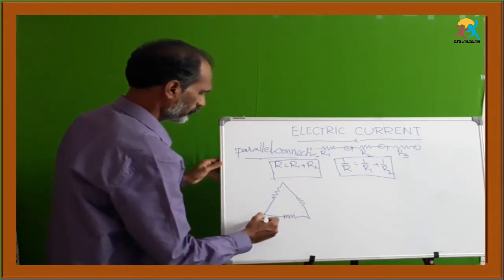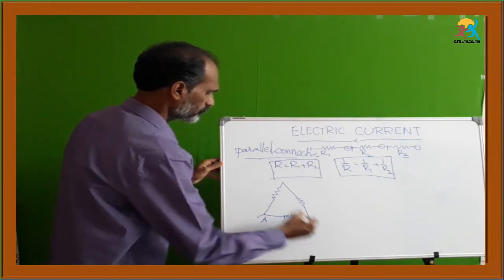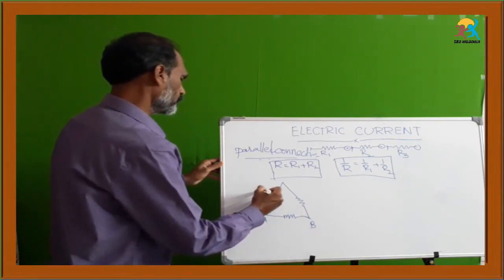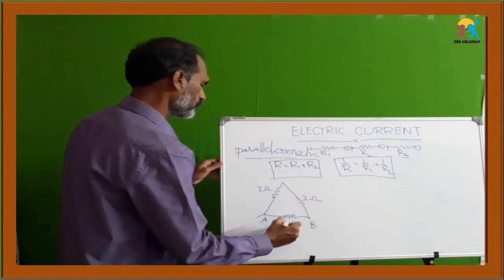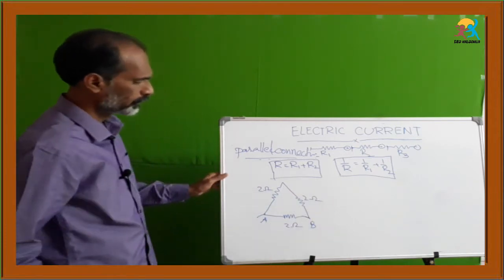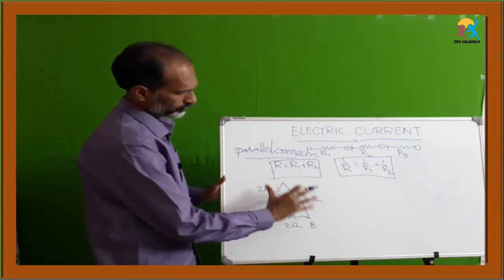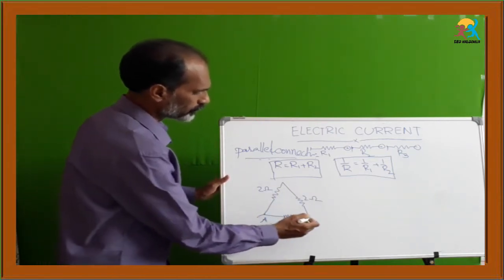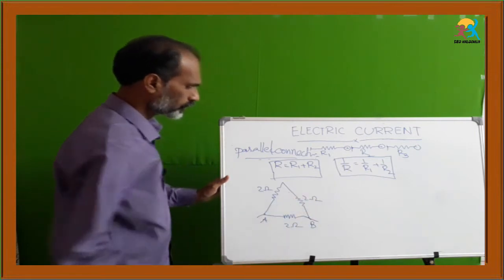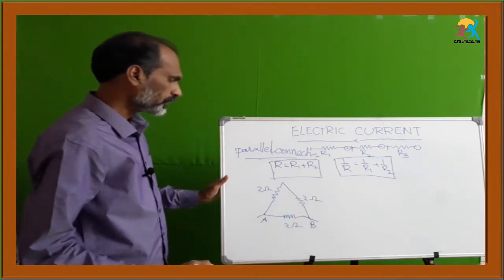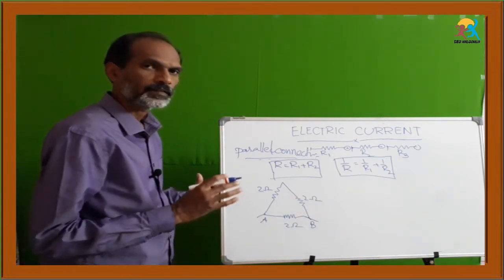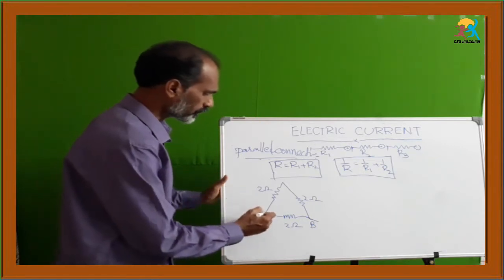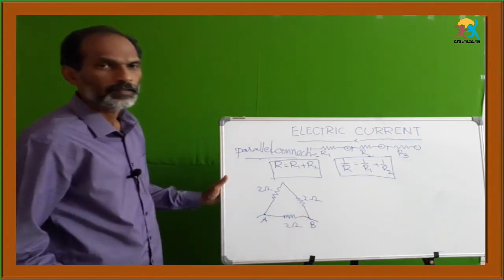Okay, this is point A and this is point B. 2 ohms, 2 ohms and 2 ohms. The three 2 ohm resistors are connected in this way. Now the question is, find out the equivalent resistance in the given circuit between the points A and B.